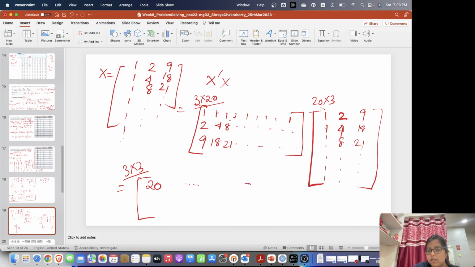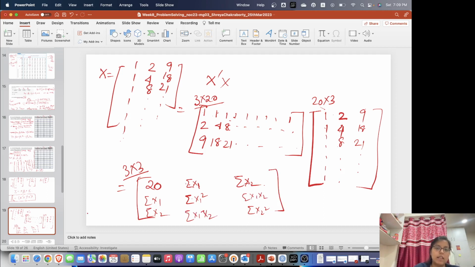So this will be summation x1, this will be summation x2, this will also be summation x1, this will also be summation x2. For this one, what we are going to do, 2 into 2 plus 4 into 4 plus 8 into 8. This one will be summation x1 square, this one will be summation x2 square, this will be summation x1 x2, summation x1 x2. Something we would have like this. We would have a matrix like this.